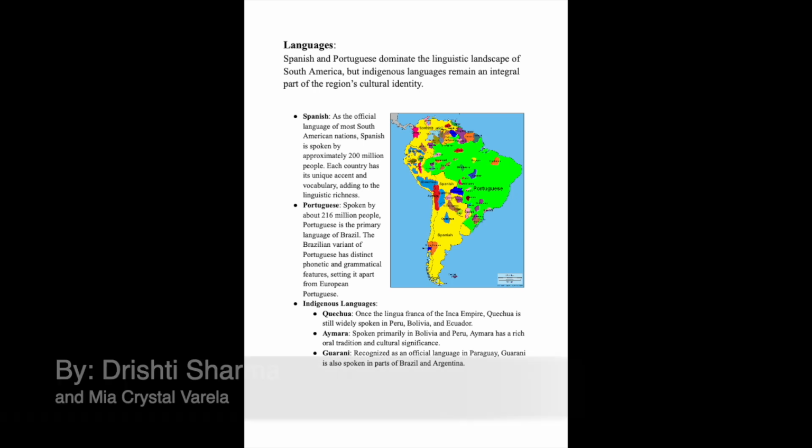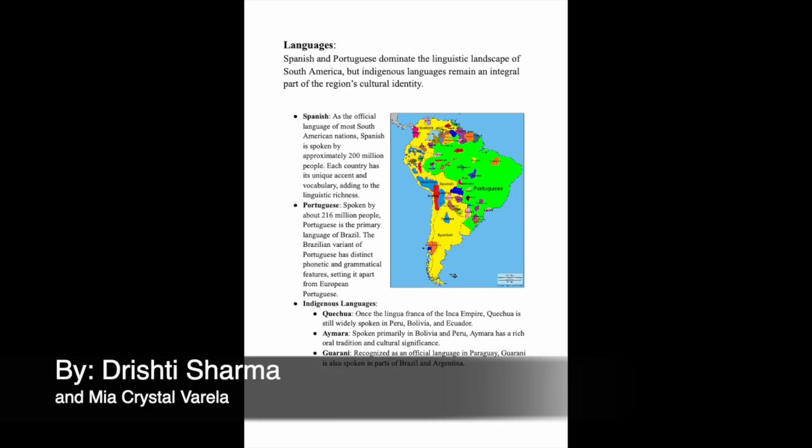Languages. Spanish and Portuguese dominate the linguistic landscape of South America, but indigenous languages remain an integral part of the region's cultural identity. Spanish. As the official language of most South American nations, Spanish is spoken by approximately 200 million people. Each country has its unique accent and vocabulary, adding to its linguistic richness. Portuguese. Spoken by about 216 million people, Portuguese is the primary language of Brazil.